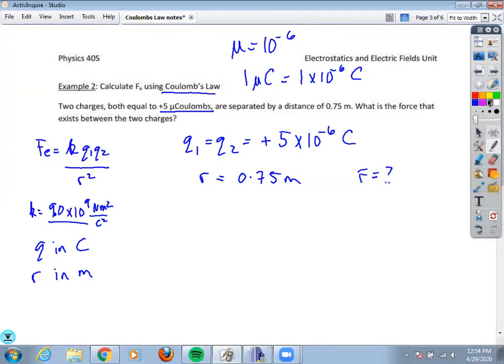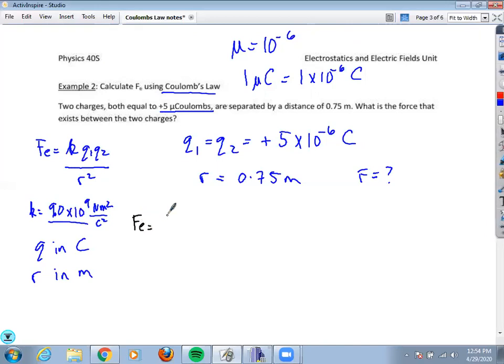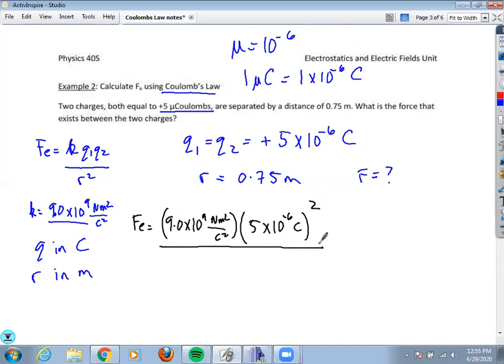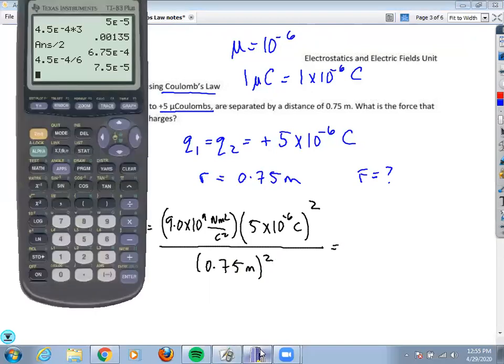So we simply set up Coulomb's law. Fe equals K, so 9.0 times 10 to the 9 newton meters squared per coulomb squared, times Q1 times Q2. In this case, they're both the same, so we can just square Q. So 5 times 10 to the minus 6 coulombs squared, divided by r squared, 0.75 meters squared. Now there's a lot of calculations. It's not too bad, plug and chug. I would highly recommend you do this all in one step if you can.